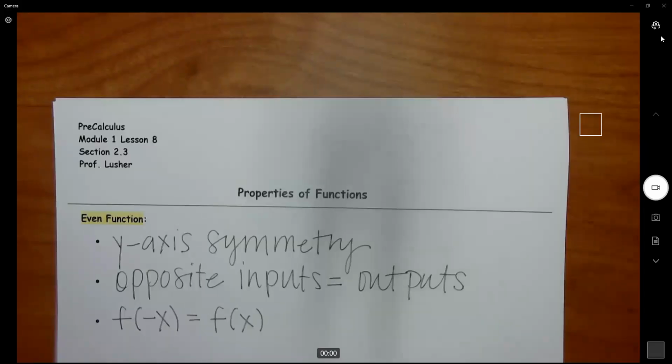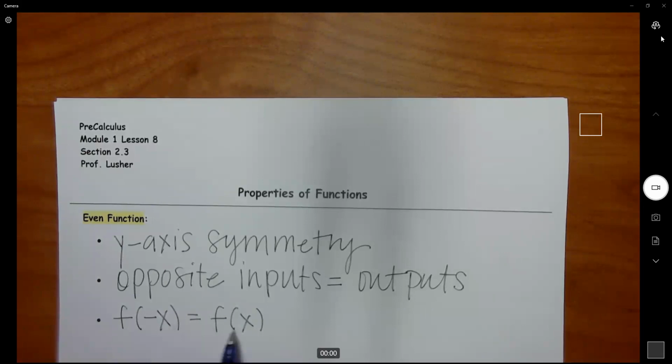In this video, we're going to go over even and odd functions and how to determine whether a function is even or odd algebraically. So your even functions have y-axis symmetry. They have opposite inputs equal to their original outputs. And when we solve this algebraically, we'll do f of negative x equals your original function, f of x.